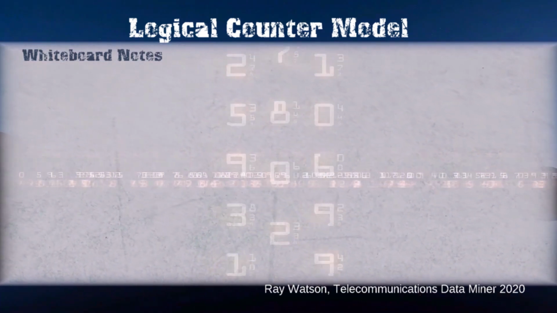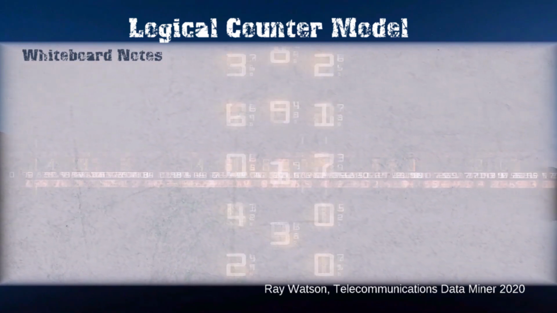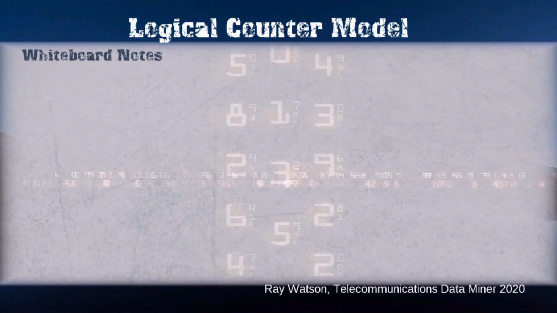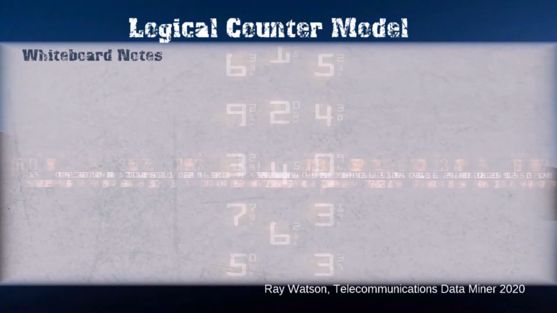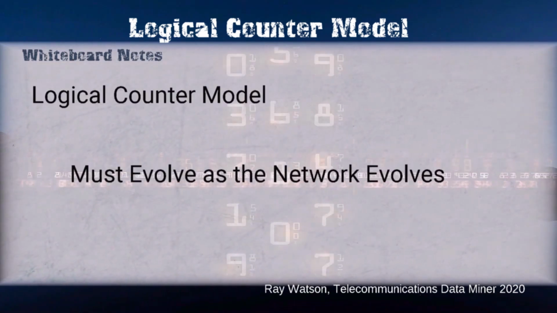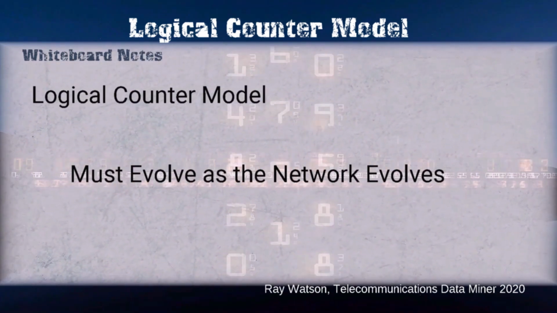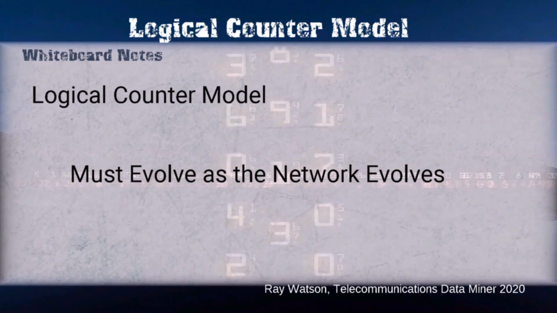The logical counter model enables us to create aggregations to observe capacity bottlenecks at various layers so we can monitor and respond to capacity bottlenecks that get into trouble. The logical counter model evolves as the network and its supporting technologies evolve over time.